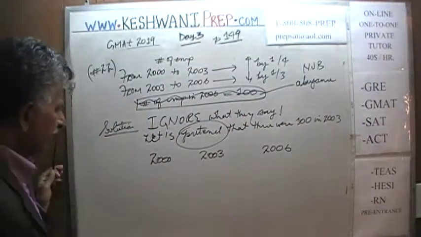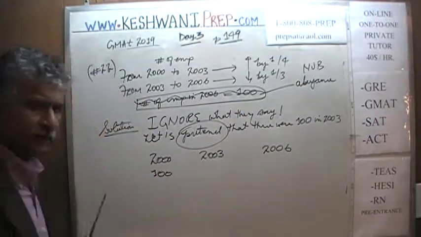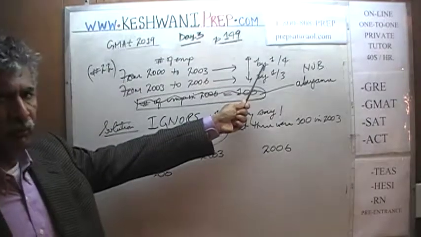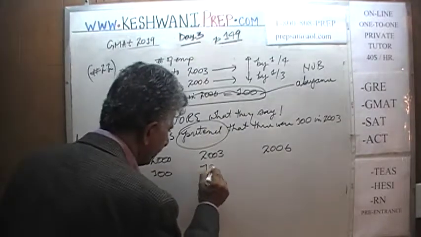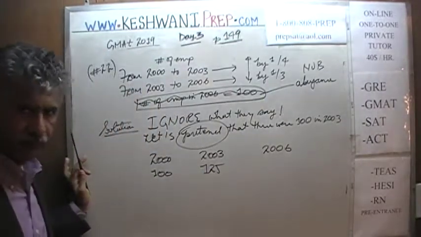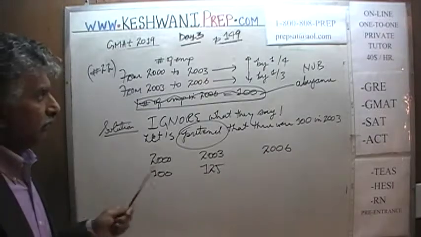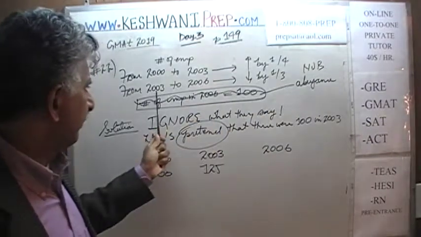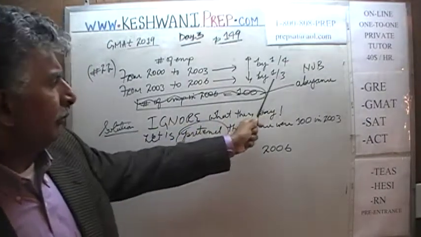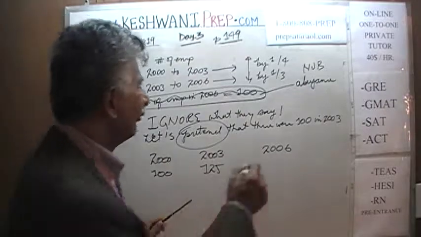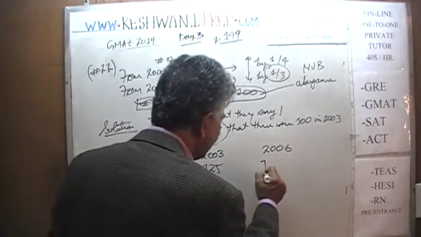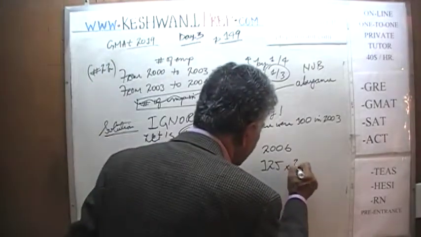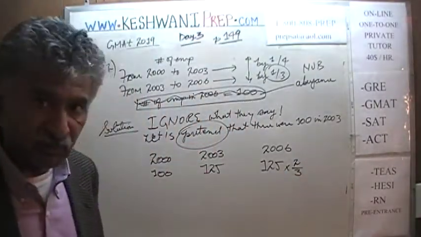So, if we pretend that there are 100 people in 2000, in 2003, because we are told the number of employees went up by a quarter, they must have 125 employees in 2003. You with me so far? The following three-year period, from 2003 to 2006, the employees went down by one-third. Which means whatever the number of employees we had in 2003, in 2006 we only have two-thirds left. Are you still with me?